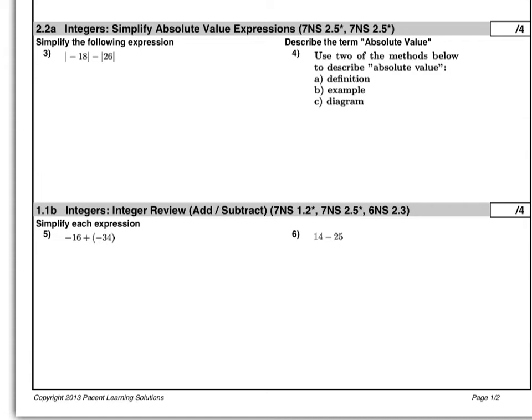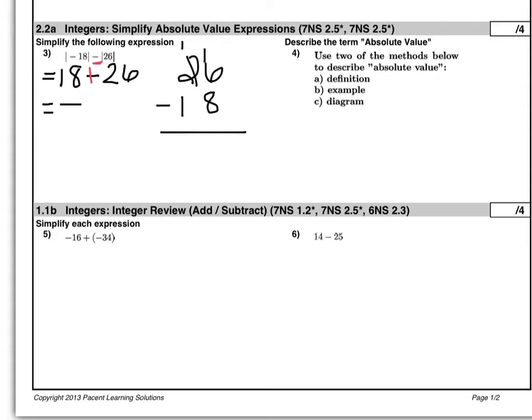Number 3, in order to solve this problem, you have to use GEMDAS. And GEMDAS says what's inside those grouping symbols. The absolute value of -18 is 18, minus the absolute value of 26 is 26. Now I don't subtract in algebra, I add the opposite. So I have more negatives than positive, my answer is going to be negative. That means they're different. One's positive, one's negative, so I'm going to subtract. And 16 minus 8 is 8, and 1 minus 1 is 0. So my answer ends up being a negative 8.